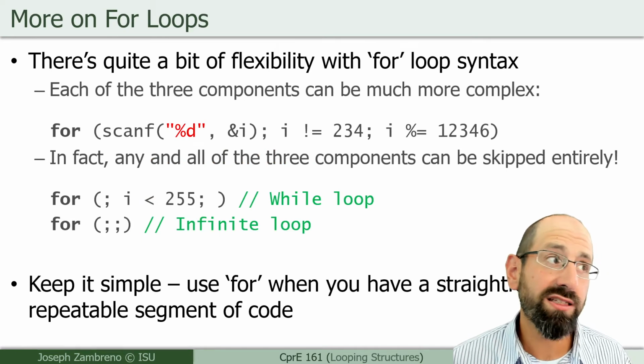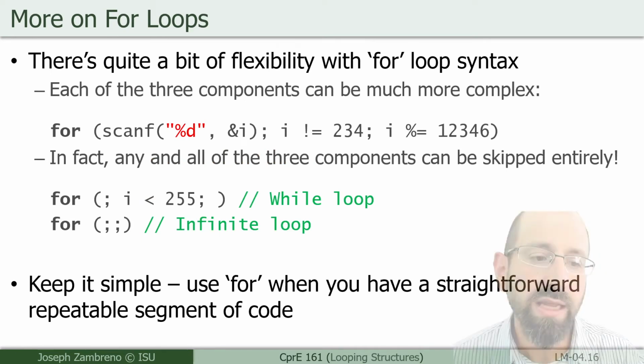There's actually quite a bit of flexibility with how we define our for loops. Each of the 3 components doesn't have to be I equals 0, I less than 25, I plus plus. The following code there on this slide is a valid for loop. It's just not recommended. You can initialize the variable via scanf if you wanted to. That's valid syntax. Anything that does something is valid for that first component, for any of the 3 components.